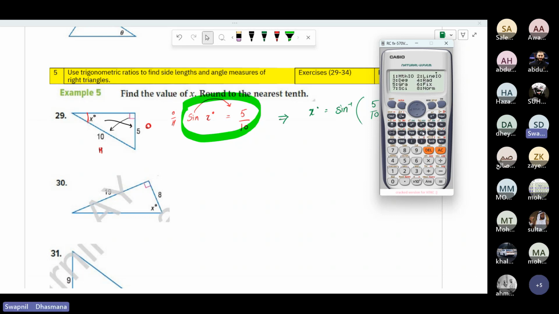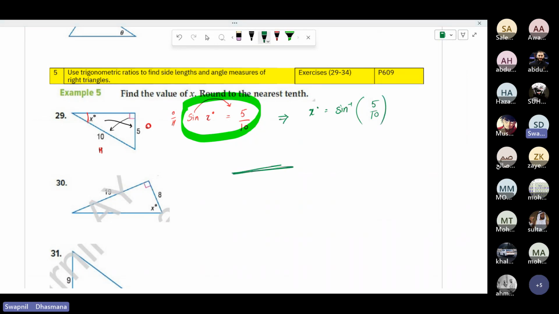But if I get something like this, it's wrong, because this is not the answer. 0.5 angle is very small. Yes. Do it again. On the calculator? Yes, the calculator. Okay. I will do it again.